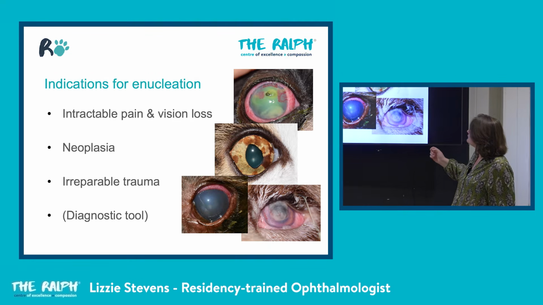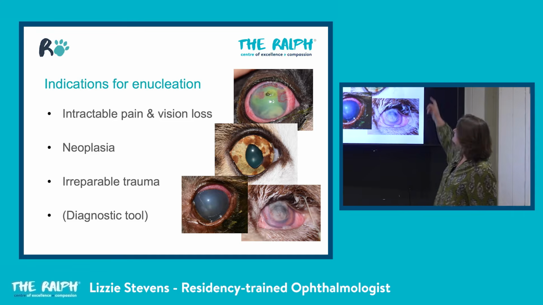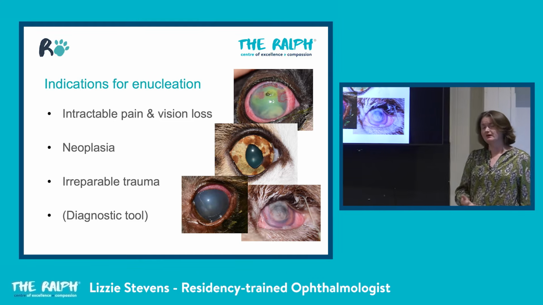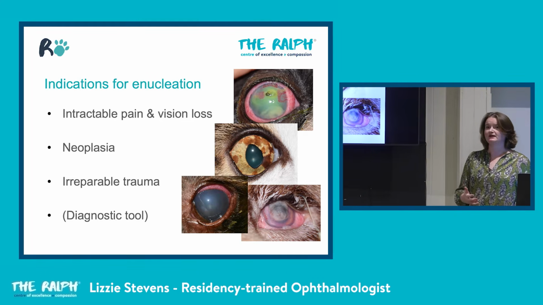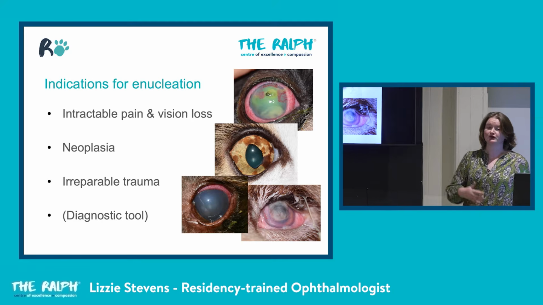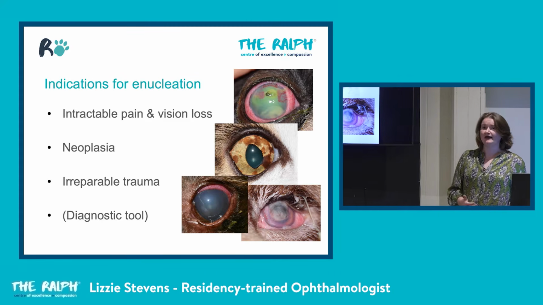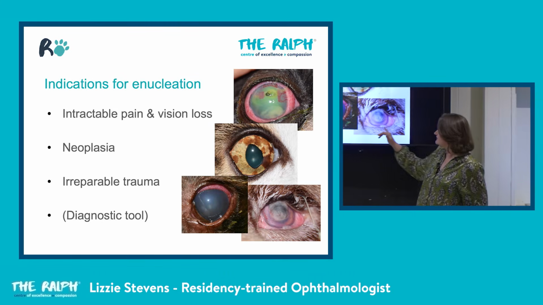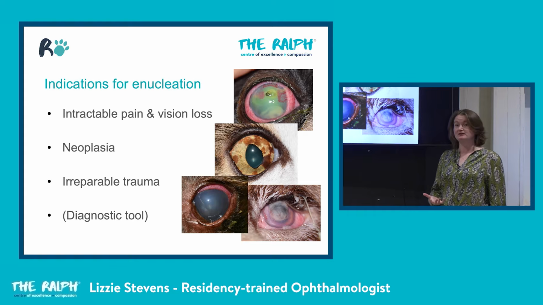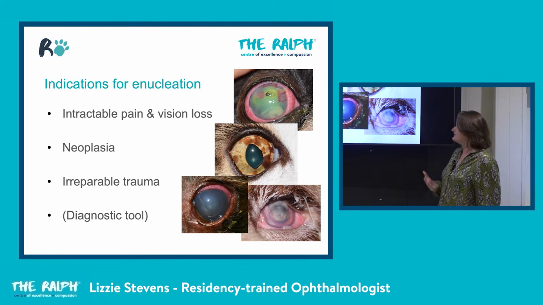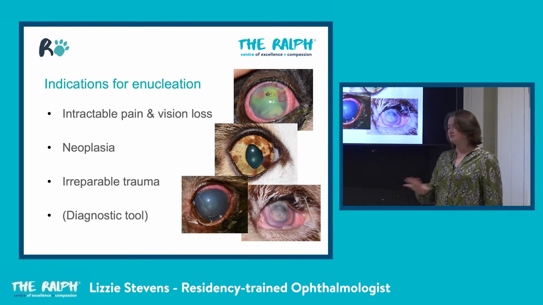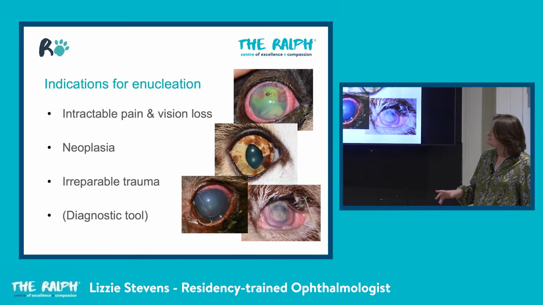And then the second most common would be like the bottom and the top images here, which are corneal perforations that for one reason or another are not amenable to surgical repair. That can be if we have a large corneal perforation like this, we may have a retinal detachment at the same time. And so in some instances, we say, look, enucleation is the best option.